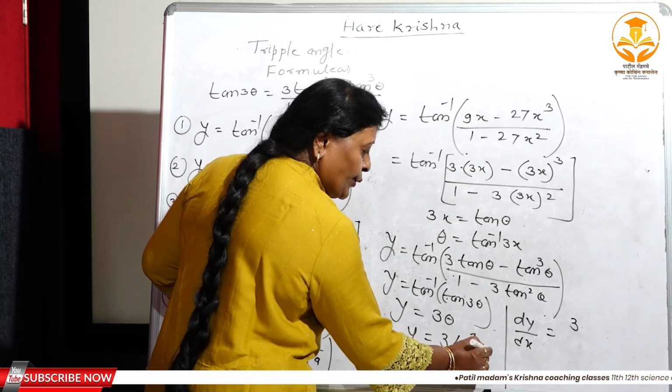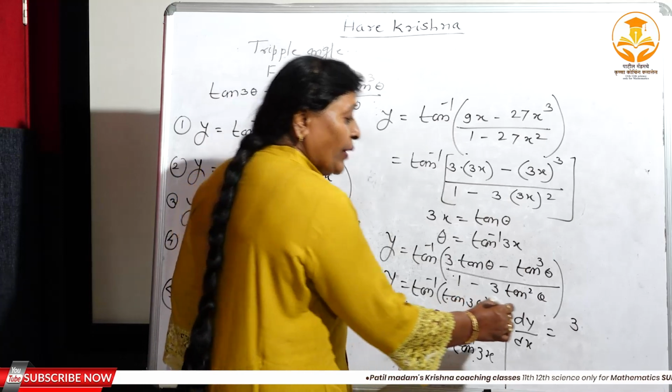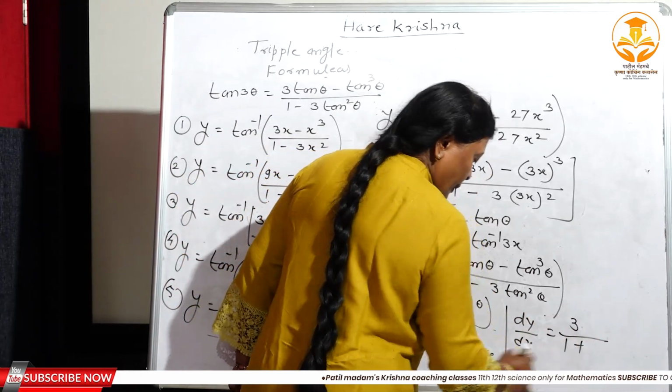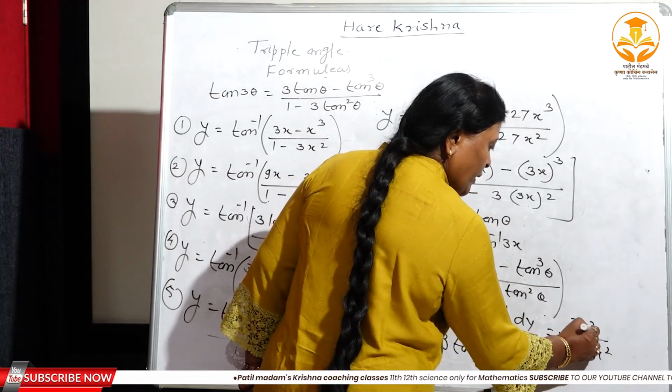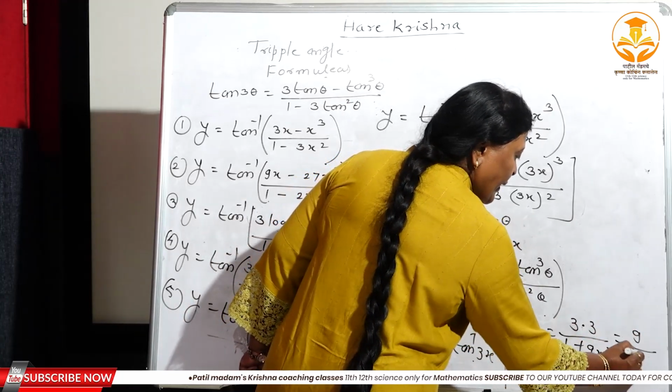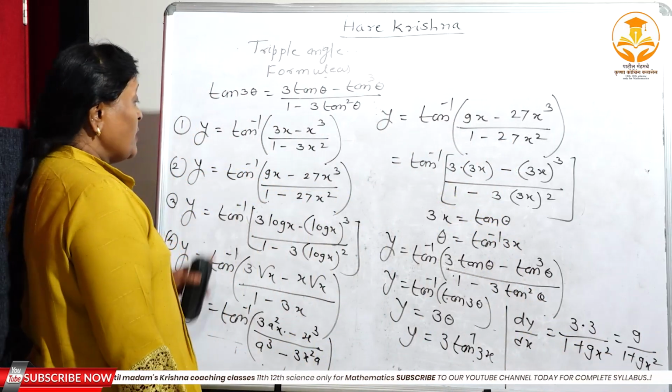When you substitute u here, 3x is equal to u. What is the derivative of tan inverse u? 1 upon 1 plus u square, meaning 9x square. And the derivative of 3x is 3. Therefore here you have got 9 divided by 1 plus 9x square. Right? This is about the second one.